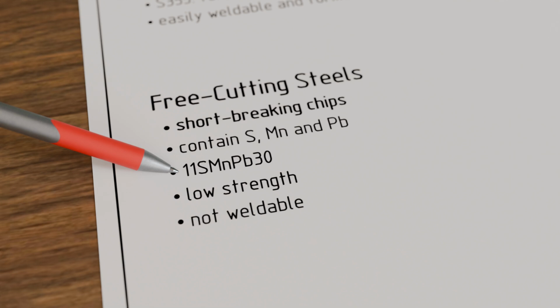Steel 11 SMNPB30 is a typical non-alloyed quality steel especially suited for machining on automatic lathes, hence the name free-cutting steel. As mentioned earlier, sulfur is not considered an alloying element, and the concentrations of manganese and lead are below the thresholds that would classify the steel as alloyed. While the sulfur compounds in free-cutting steels improve chip breaking, they inevitably increase brittleness and reduce toughness. Therefore, free-cutting steels are generally not suitable for highly stressed components and are also not weldable.